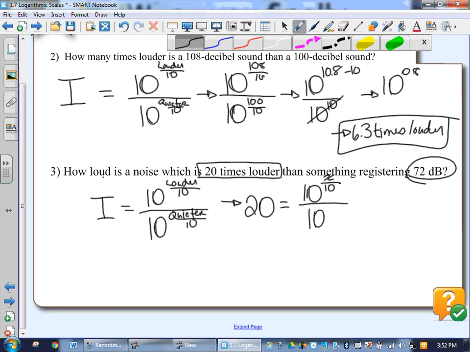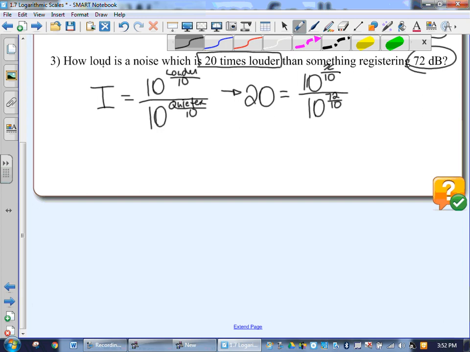Now, if it's 20 times louder, it's one full step up on the decibel scale, so it's at least 82, but it's not 2 steps up, because if it was 2 steps up, then it would be 100. So it's below. 2 steps above 72 would be 92, so it's got to be between 82 and 92. So I'm going to go about solving this.